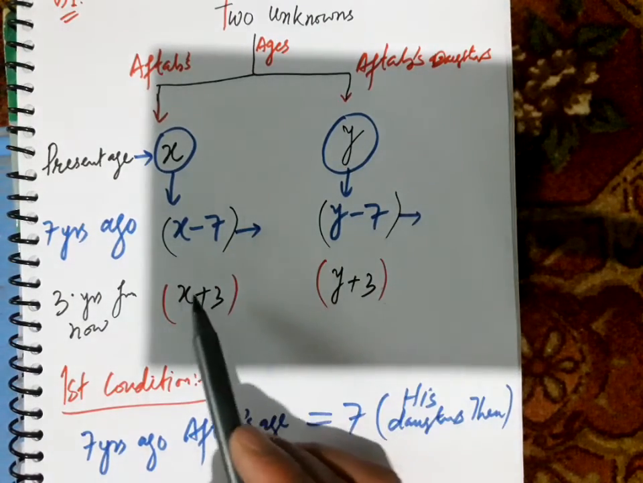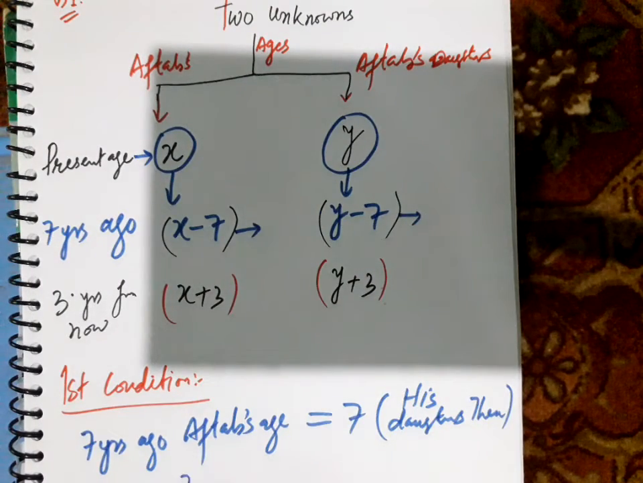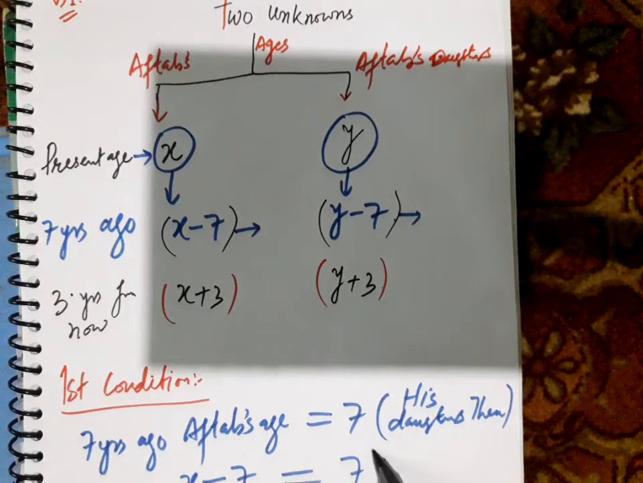Now we will substitute symbols for words, that is, the expressions we got above. 7 years ago, Aftab's age is x minus 7. We will represent this x minus 7 as equal to 7 times his daughter's age 7 years ago, which was y minus 7. So we will represent it by y minus 7. So simple.